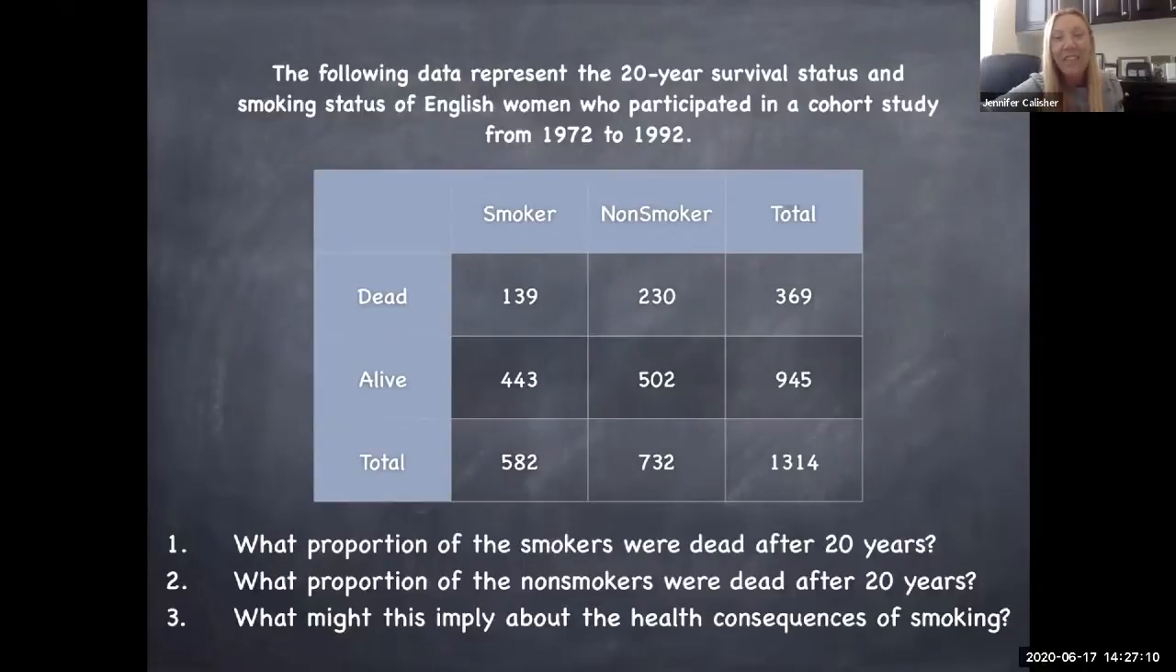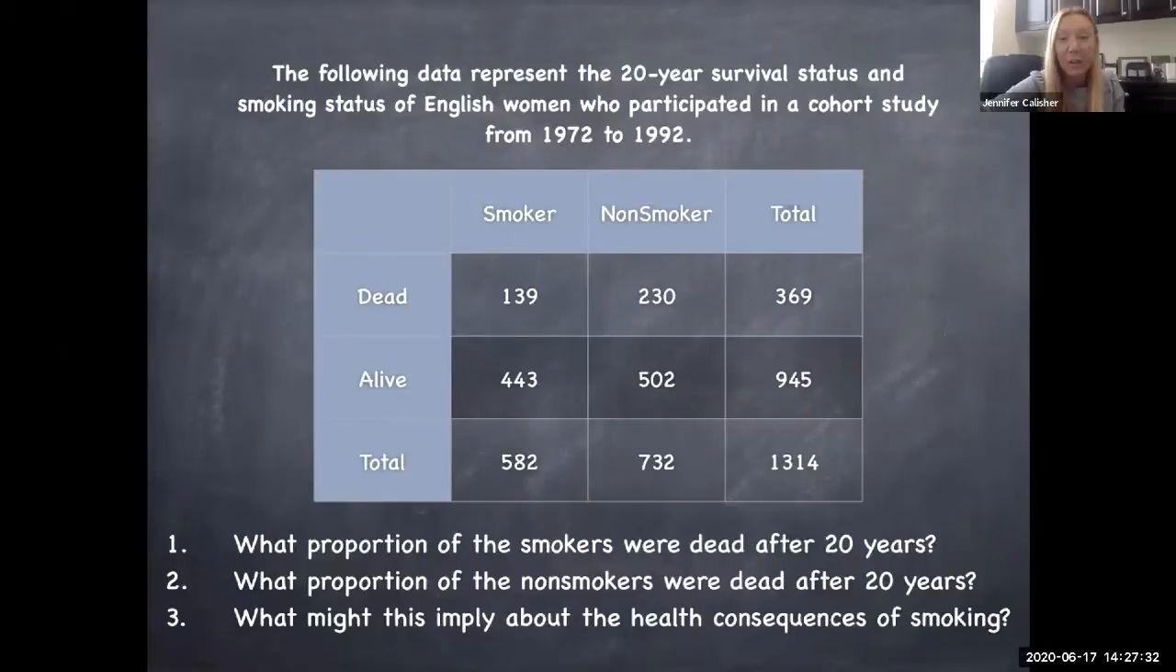Yes. And then what would the total be? How many non-smokers were there in total? Andrea? Total is 732. Exactly. So to figure out the proportion, we would just divide, right? 230 over 732.